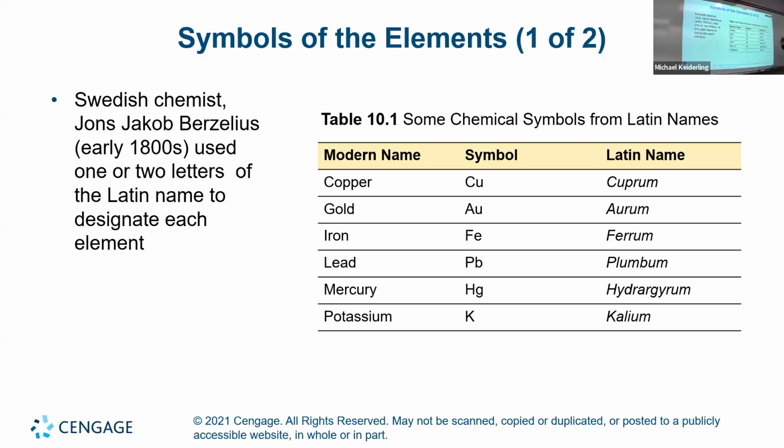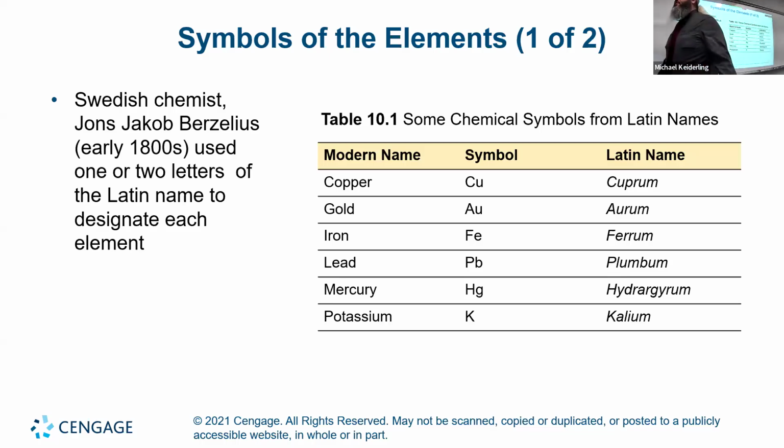The Swedish chemist Jöns Jacob Berzelius used 1 or 2 letters of the Latin name to designate each element. So this is why a whole bunch of the elements have very strange seeming symbols. Copper is Cu because the Latin name is cuprium. Gold is Au because the Latin name is aureum. Iron is Fe because the Latin name is ferrium. Lead is Pb because the Latin name is plumbum. Mercury is Hg because the Latin name is hydrargyrum. Potassium is K because the Latin name is kalium. So a lot of the funny elemental symbols come from the Latin names.